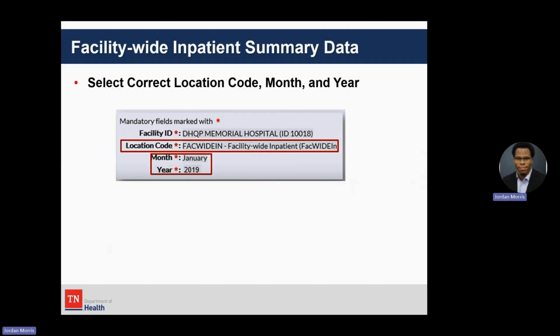NHSN uses a single facility-wide inpatient denominator that includes every active mapped inpatient location within the hospital for LabID reporting. All eligible and active inpatient locations are grouped to a non-physical location, FacWIDE-IN. SIRs are only able to be calculated for FacWIDE-IN and cannot be generated for unit-specific locations. This is the location that should be selected on your monthly reporting plan and will be selected from a drop-down box for location code, and then you would select the month and the year.